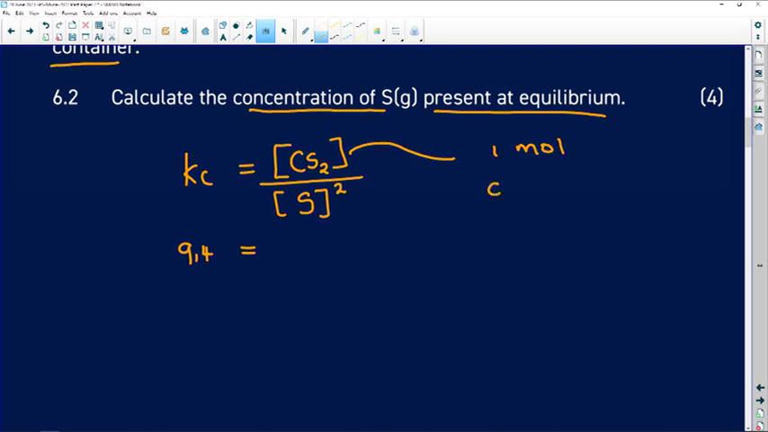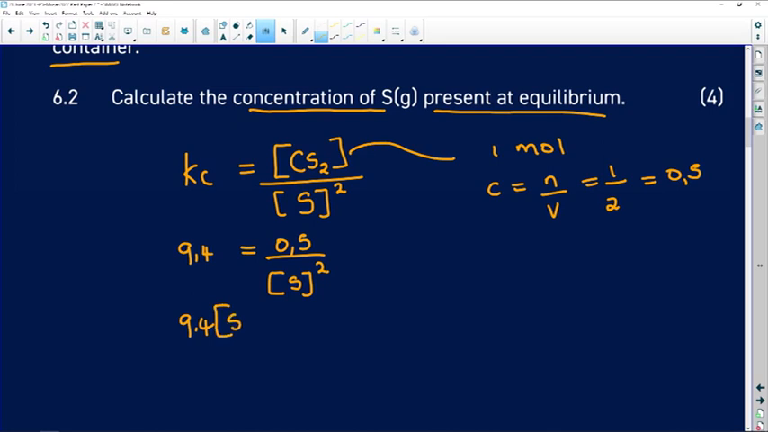But if you are looking for the concentration, we'll say C equal to n over V, and therefore 1 over, the volume was given as 2. This becomes 0,5. So we are going to include 0,5 here, over the concentration of sulfur.